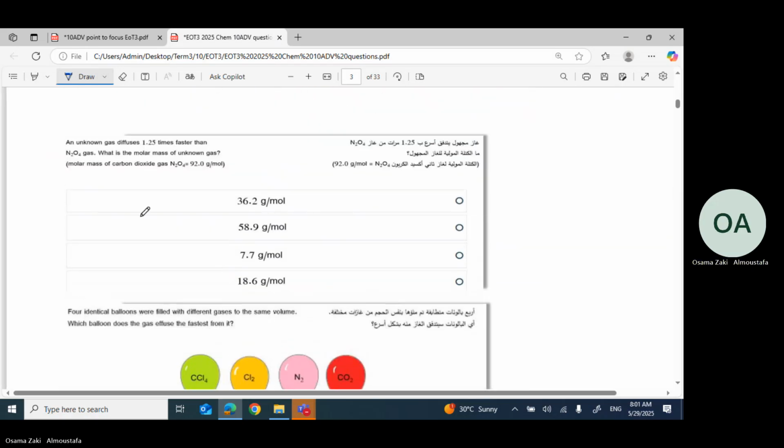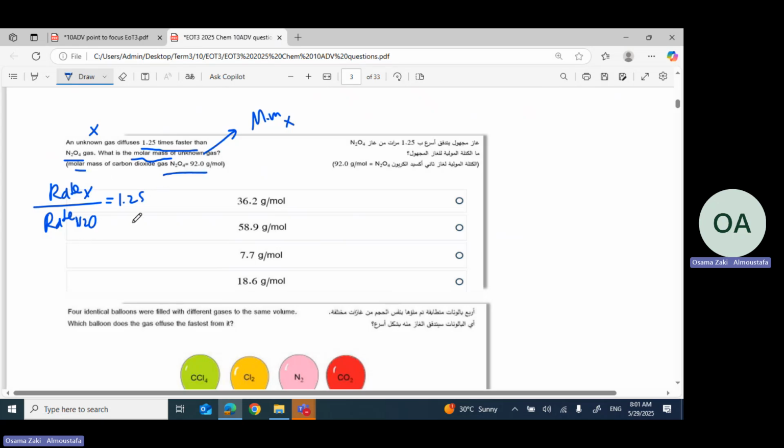Second one, unknown gas X effuses 1.25 times faster than N2O4. What does it mean? It means that the rate of X over rate of N2O4 equals 1.25. Okay, be careful. What's the molar mass of the unknown gas? They want me to find the molar mass of X. But the molar mass of N2O4 is given. So we know that the ratio of the rates equals the square root of the molar mass of what? Of N2O4.